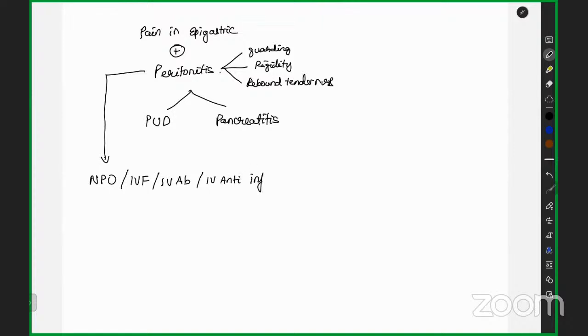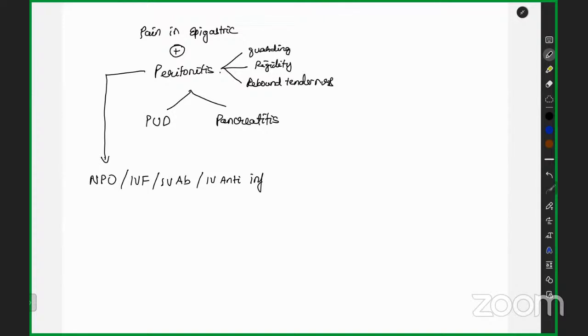What is this called? Remember, in clinical conditions, anywhere you see peritonitis, the first thing you start is the antisepsis protocol. So this: NPO, IVF, IV antibiotic, and anti-inflammatory. These four together, you call it a sepsis protocol.